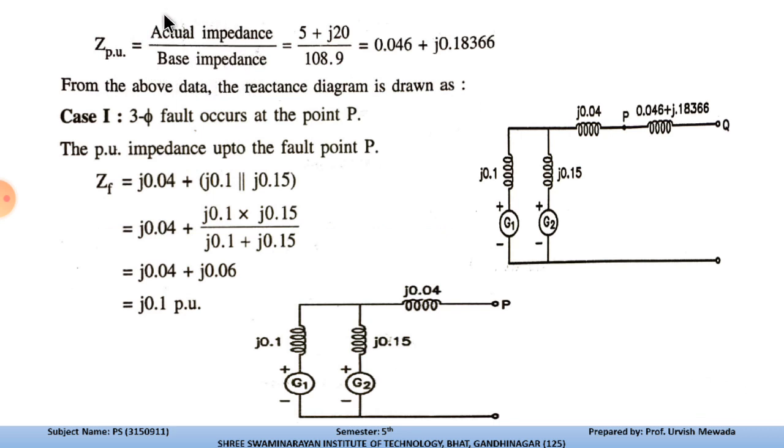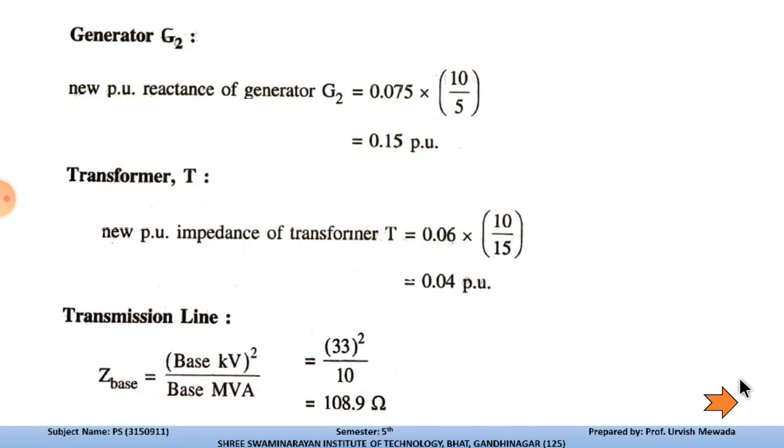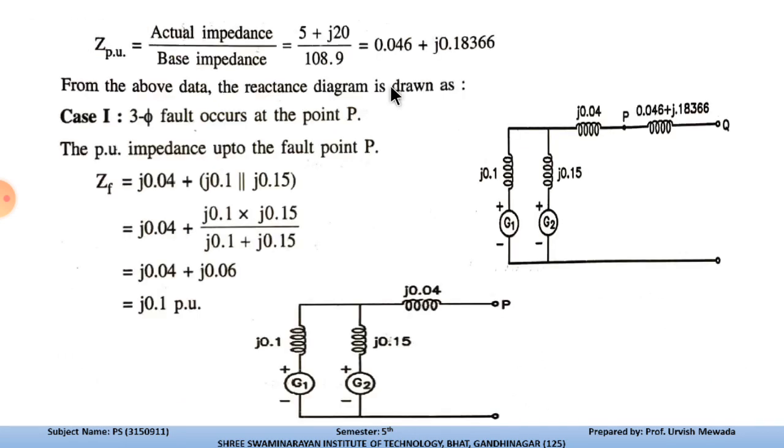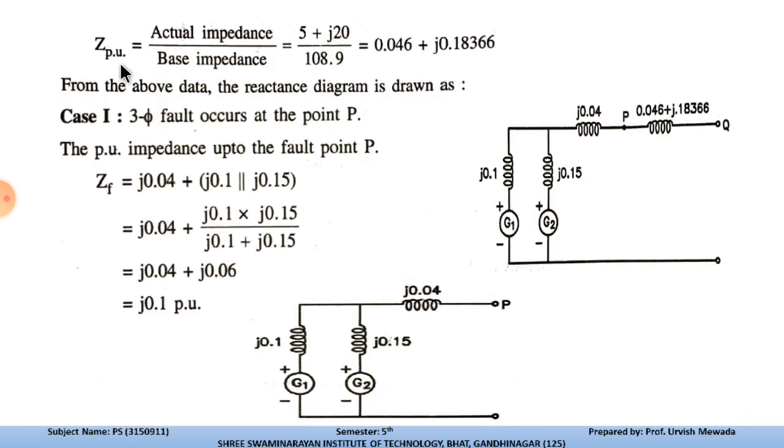So we have the actual impedance, that is 5 plus j20, which is given in this diagram, and the base impedance, that is 108.9, that we have calculated from this. So after solving this, we'll have the Z pu, it is 0.046 plus j0.18366. So from this above data, the reactance diagram is drawn.